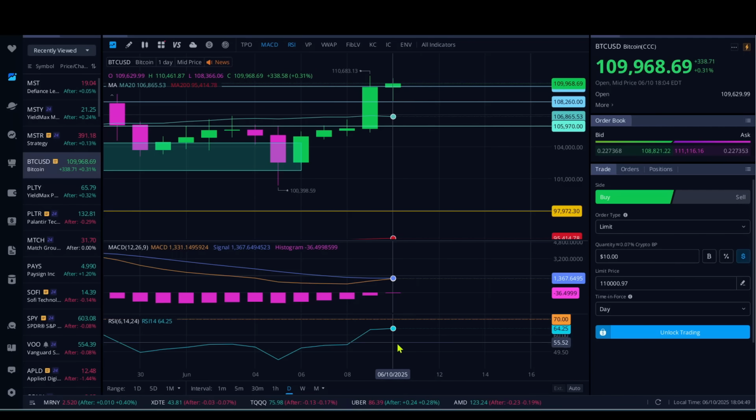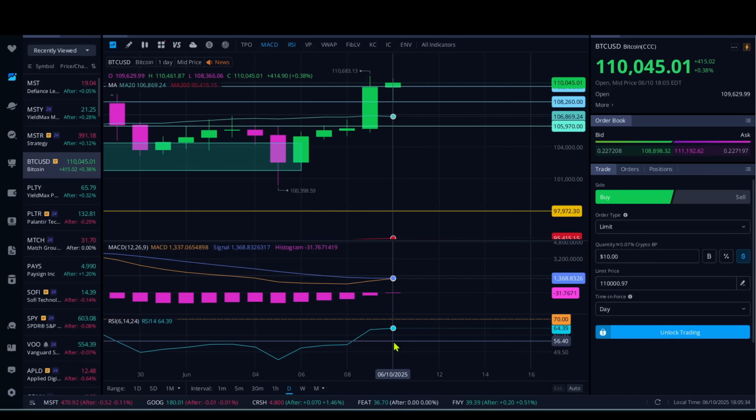Now the RSI here, we are sitting at 64.25. So we are not in the overbought territory. Another good sign, because if we were at 90 on the RSI, then we could possibly be running out of buyers, right? But the fact that we're at 64, there's plenty of room to continue that movement up. Not guaranteed, of course, but it is just another sign that we could be moving on up on Bitcoin.